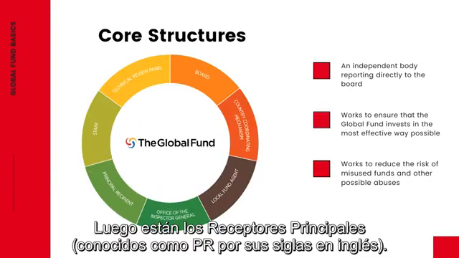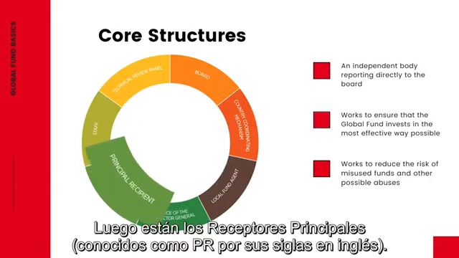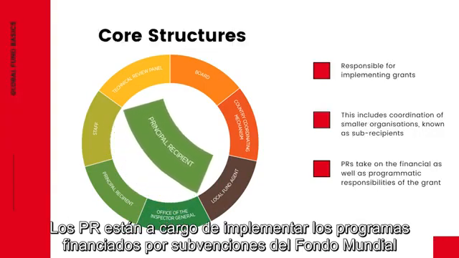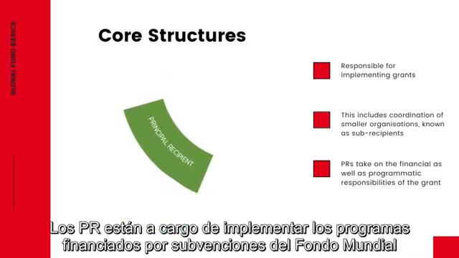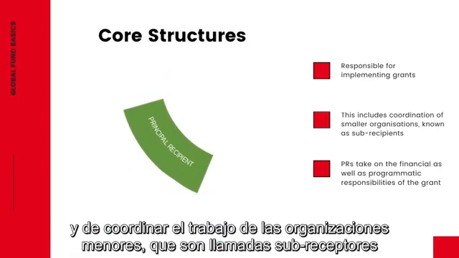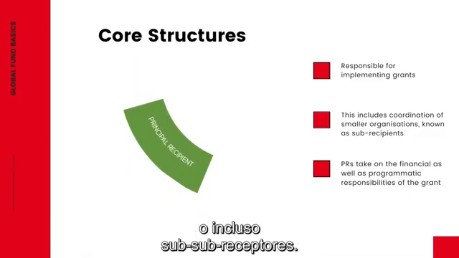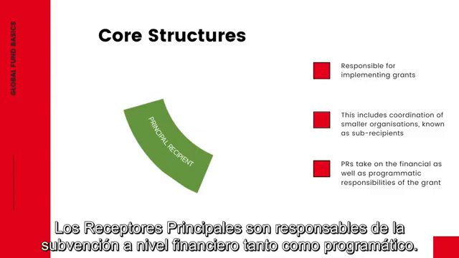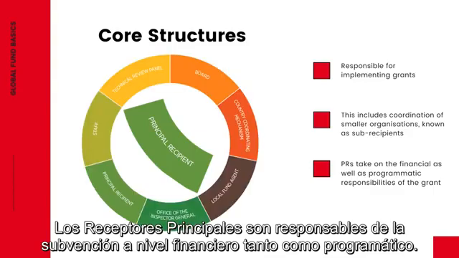Then you have the principal recipients, or PRs. The PRs are responsible for implementing grants, including coordination of smaller organisations known as sub-recipients or even sub-sub-recipients. Principal recipients take on the financial as well as programmatic responsibilities of the grant.